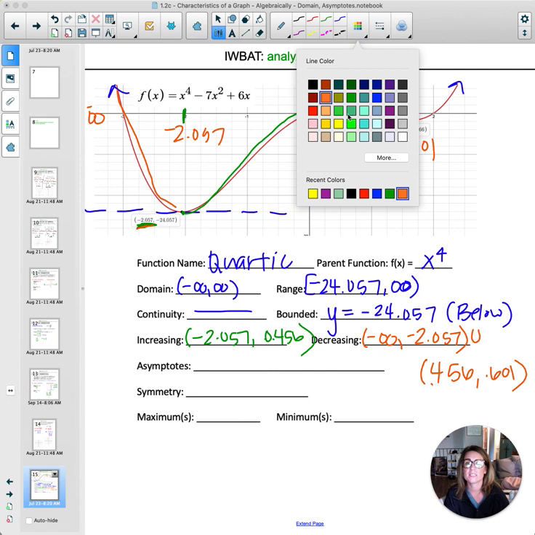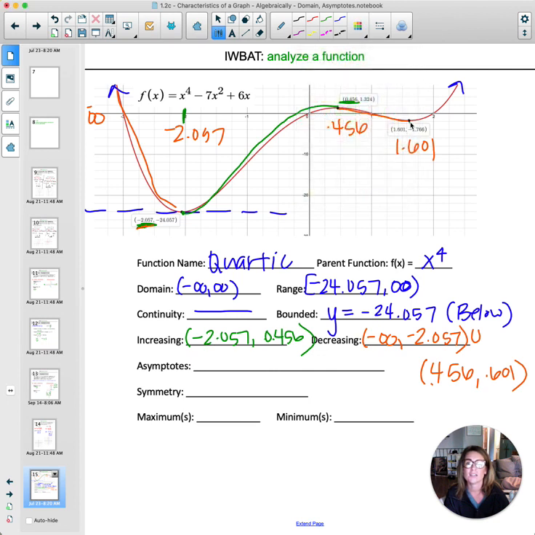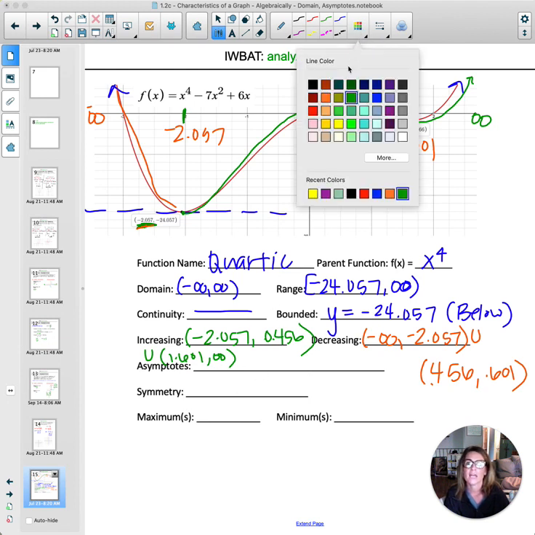Okay, and then I missed an increasing interval. So it increases from here onward. So from this x value to positive infinity. So I'm just going to add that in over here from 1.601 up to infinity for that increasing. Okay, asymptotes, there are none.